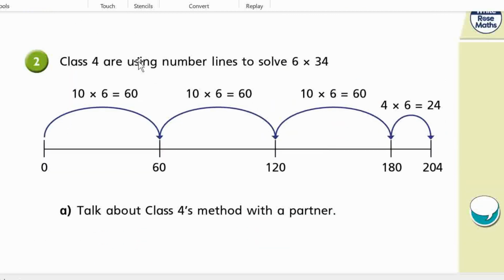Okay, number 2. Class 4 are using number lines to solve 6 times 34. So 10 times 6 is 60. They're doing it 3 times, yeah, because there's a 3 here. So they jump up 3 times 1, 2, 3. And then this bit here is to work out 4 times 6, yeah? Because 10 plus 10 plus 10 makes 30. And this bit here, 4 times 6 gives you 24. And they work it out like this. 60, first jump, next jump, 120, 60 plus 60. Add 60 again, 180. And then add 24, gives you 204.